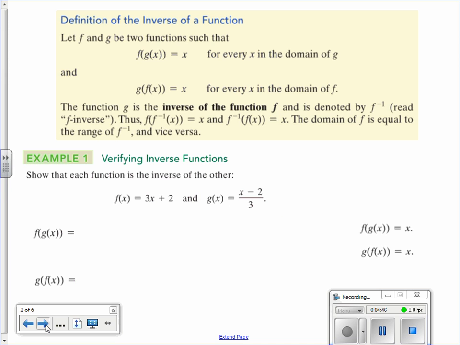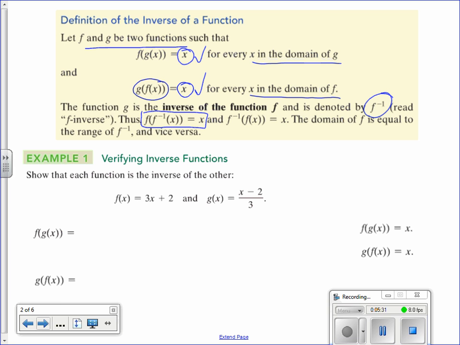Now let's go to the next slide. We did go over this a little bit last class. Here we have: let f and g be two functions such that f composed with g is equal to x, and g composed with f is also equal to x, for every x in the domain of g and for every x in the domain of f. If you satisfy those two conditions, then you could say that one is the inverse of the other. The notation for that will be f inverse. It looks like an exponent, but it's not. It's simply f inverse.